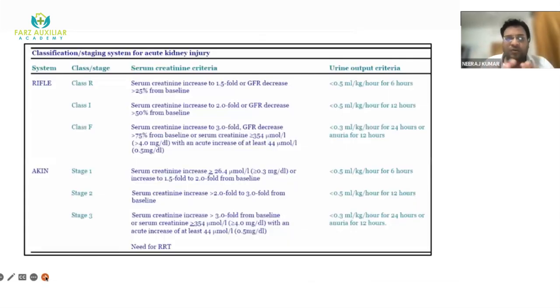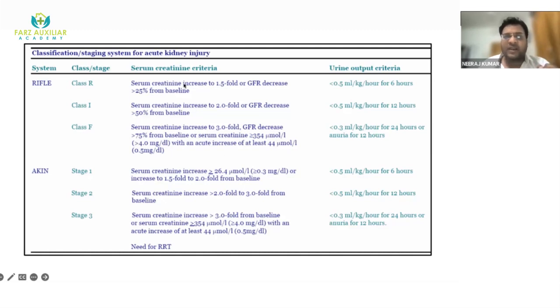So if you compare the two criteria, RIFLE and AKIN, you see there is a very minute difference between RIFLE and AKIN. But in the exam, they used to ask AKIN as well as RIFLE, and they will give you the options like that. So if the patient is in stage 1 AKIN, what do you feel? If a patient is in stage 1 AKIN, it means serum creatinine has increased by more than 0.3 milligram per DL or increased 1.5 to 2-fold from the baseline, and the urine output is less than 0.5 ml per kg body weight per hour for 6 hours. It is exactly similar to what RIFLE R says.